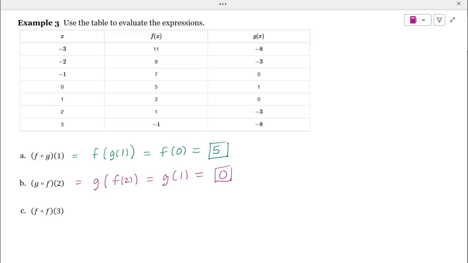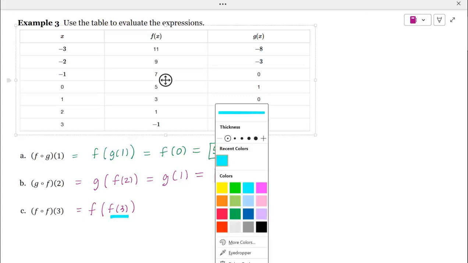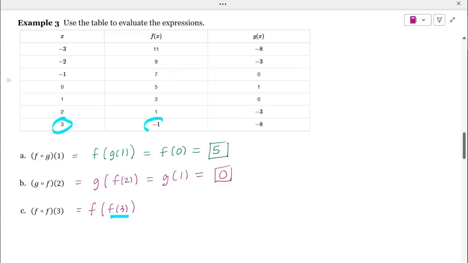For the third example, we're using the function f twice. So this is f of f of 3. Starting on the inside here, when x is equal to 3, the output is -1. And then when I go to -1, the output of f is 7.